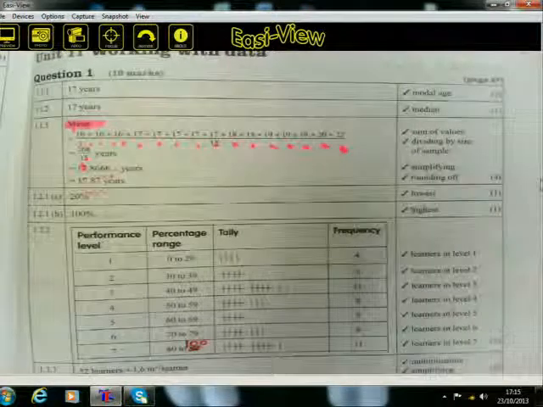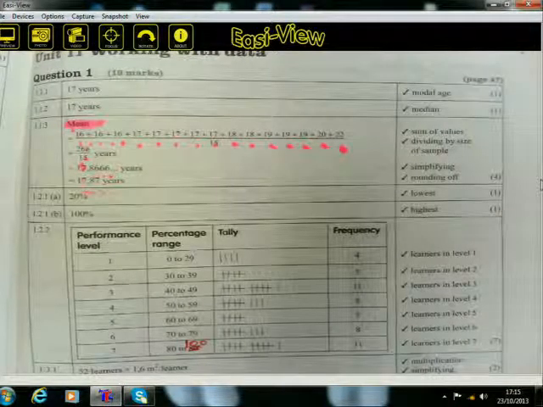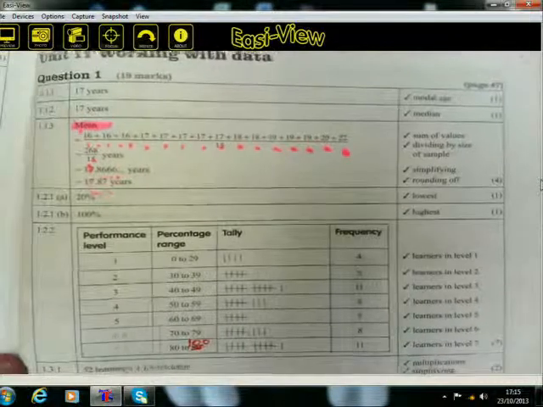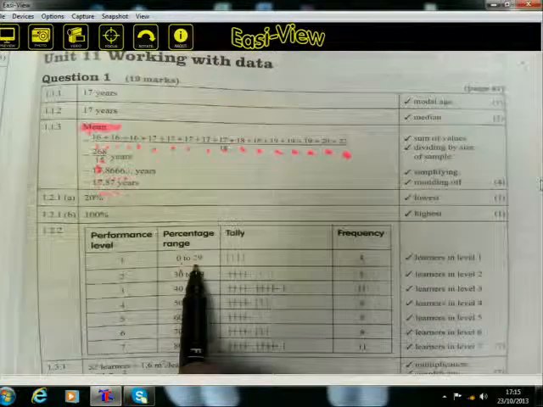You see now? Now, you go back to your data. You check how many learners got from 0 to 29. That's 4.